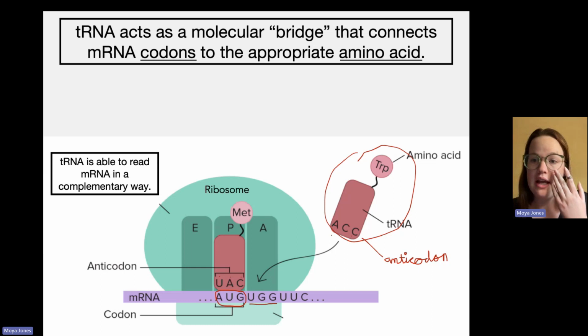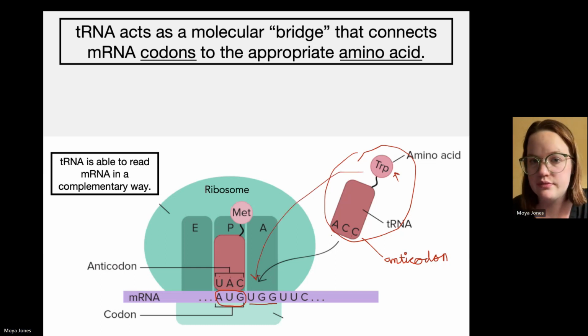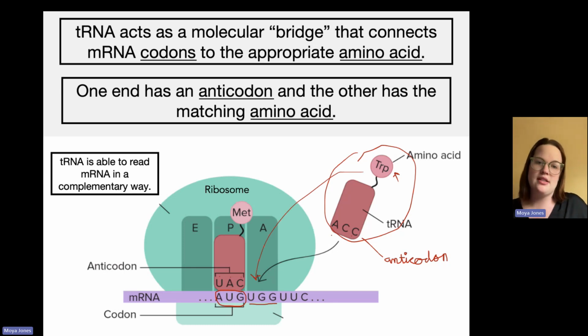On the other end of the tRNA, there is an amino acid. So the tRNA connects the appropriate amino acid to the codon that codes for it. One end of the tRNA has the anticodon, and the other end has the matching amino acid.